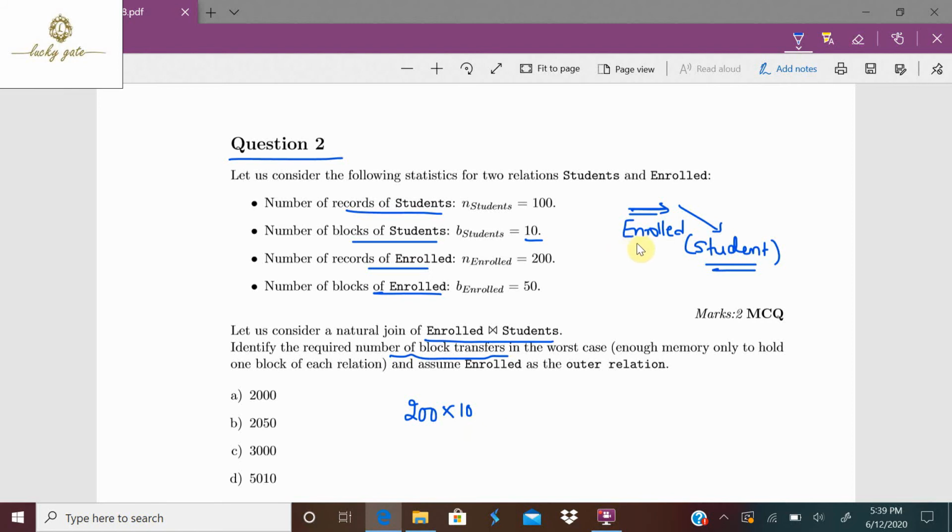Likewise, this transfer is required for every block of enrolled. So how many blocks in the enrolled? 50 blocks. So all 50 blocks are to be moved. So the total number of block transfers is equal to 200 into 10, this is 2000, plus 50 blocks of enrolled, which equals 2050 block transfers required. That is option B.